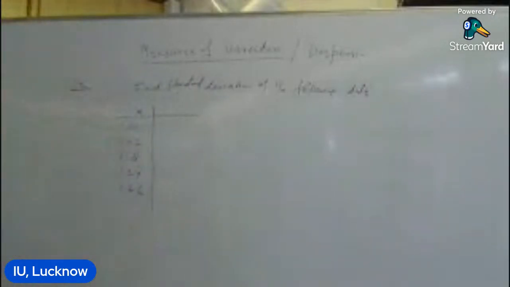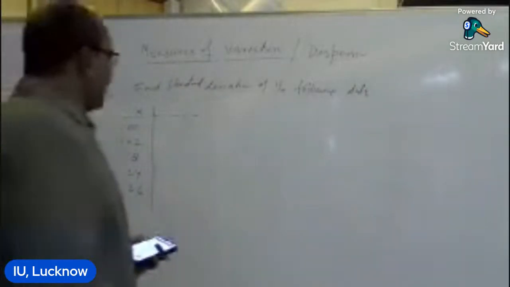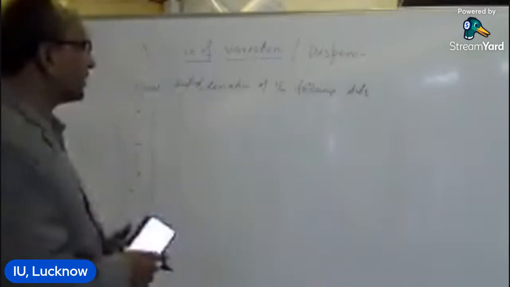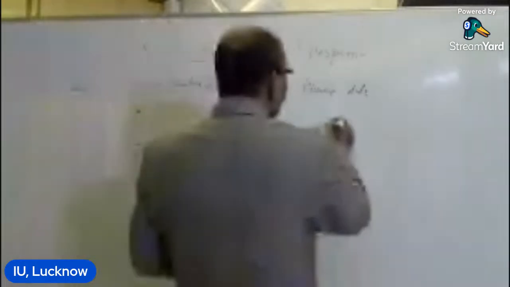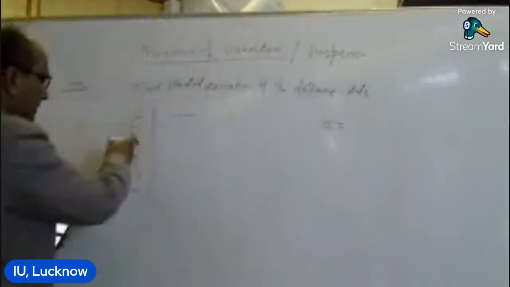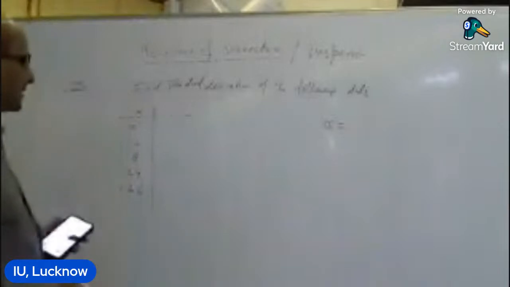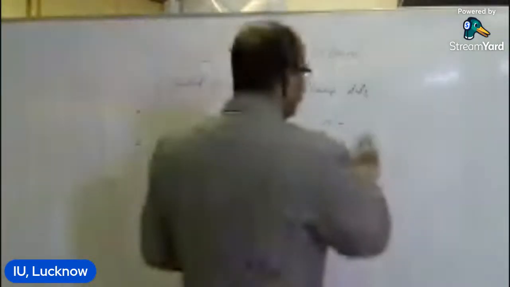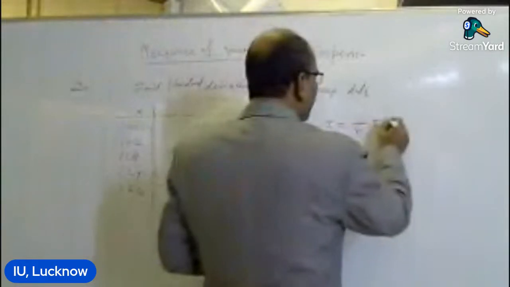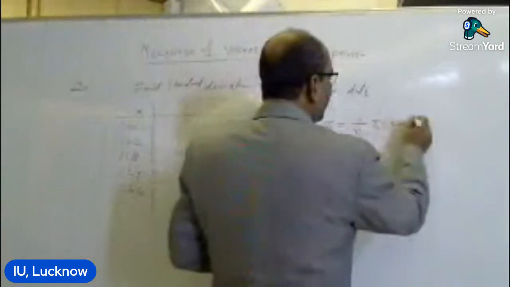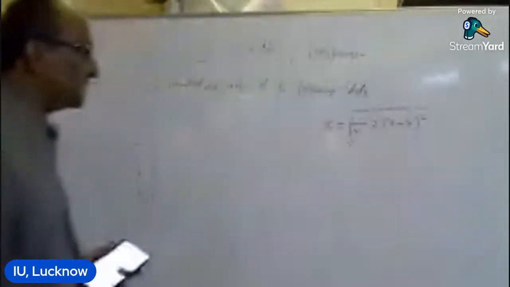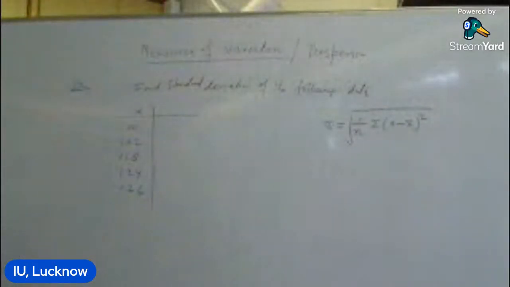So first we know the formula. What is the formula of the standard deviation? Standard deviation is denoted by sigma, and of course the observations are like a discrete case. So using the discrete case, the formula will be the square root of 1 upon n summation (x minus x bar) whole square. This is the formula for finding the standard deviation.